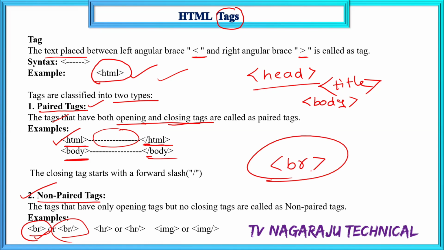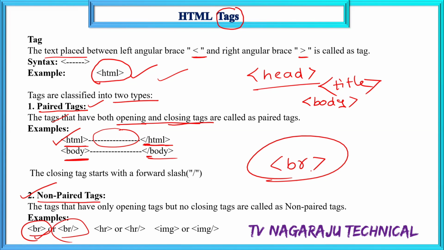So that means in HTML, multiple tags are available. Some are paired tags and some are non-paired tags. But this tag plays a very crucial role. Next. Okay, you understand tags. What are the paired and what are the non-paired tags?